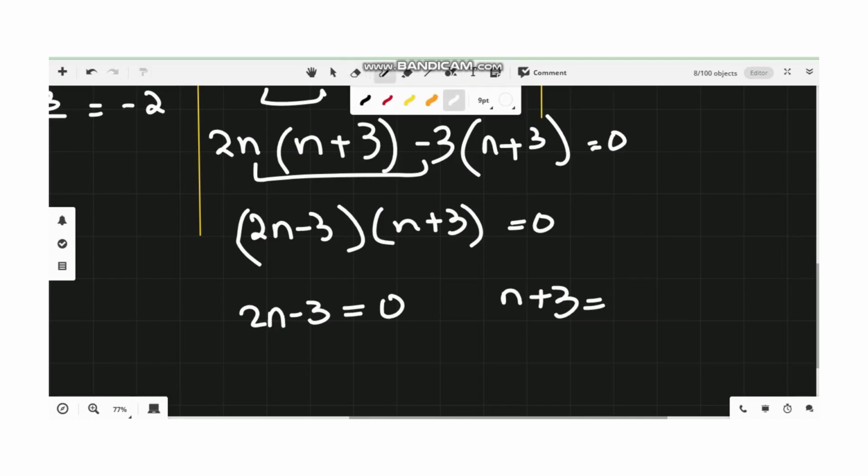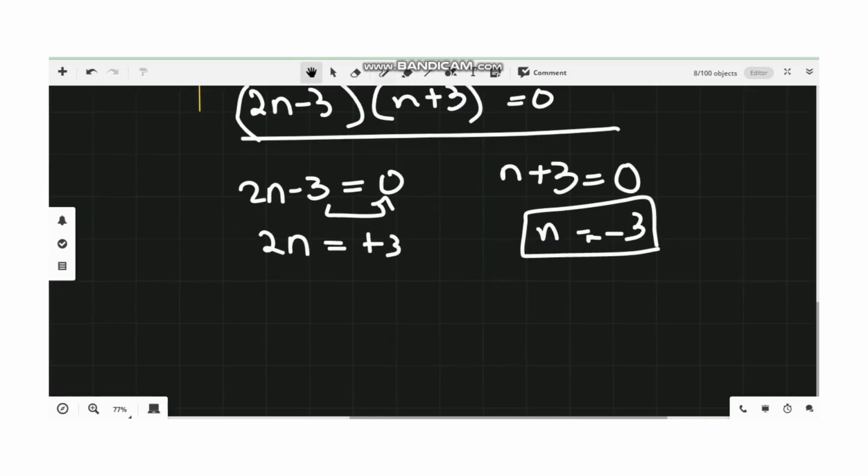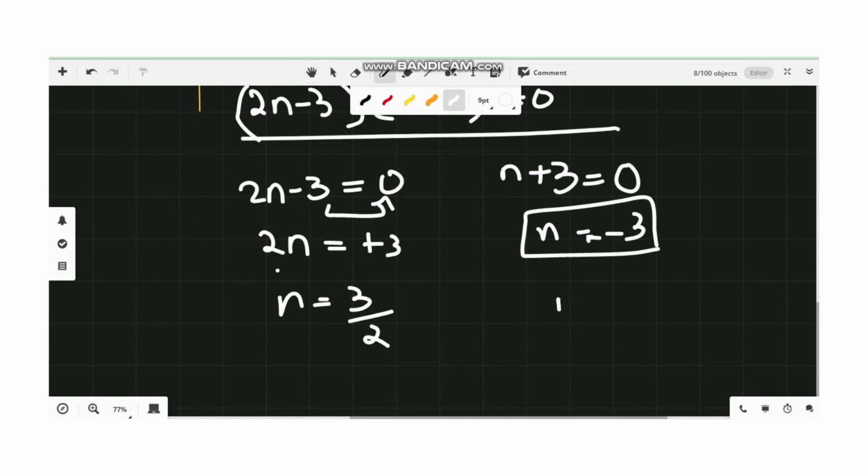N plus 3 equals 0. This is a factor form, and then we will make each factor equal to 0. So n equals positive 3, because when you move the 3 to the right side, you added 3 on both sides, so you get 3 here. And n equals negative 3. So n equals 3 divided by 2, because 2 is multiplying here, and n equals negative 3, and that's our answer.